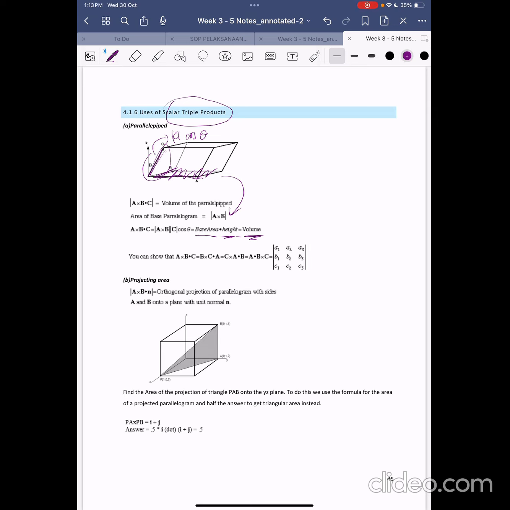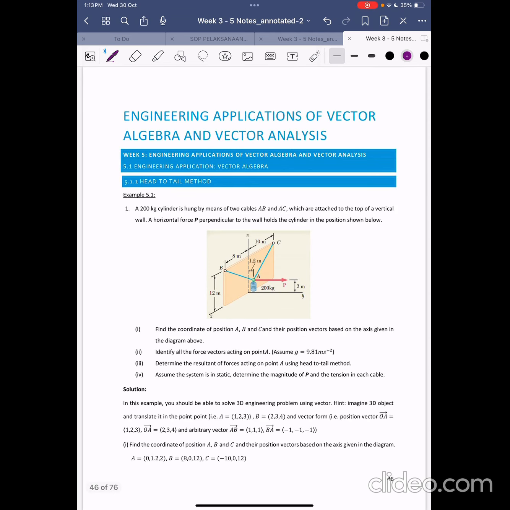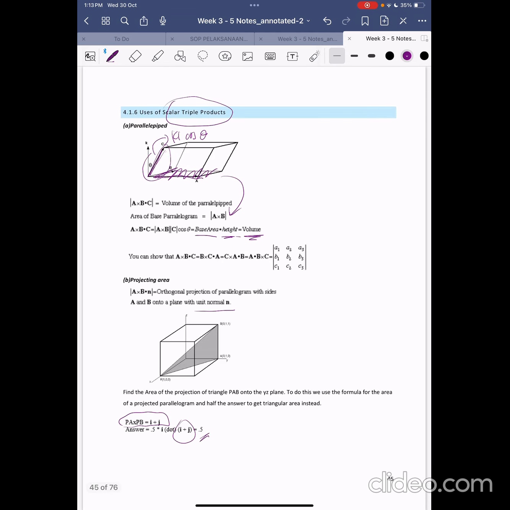If you want to calculate the projected area onto one plane, we can do A cross B onto the plane with normal unit vector N. So you can do cross product PA and PB, and you get the answer as shown here. After that, you can dot product with vector N. When you dot product with N, you get I dot I plus J, so the answer is 5. Alright, this engineering application we will cover in the next week. Thank you.